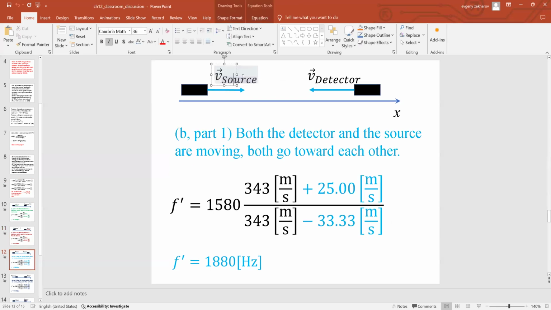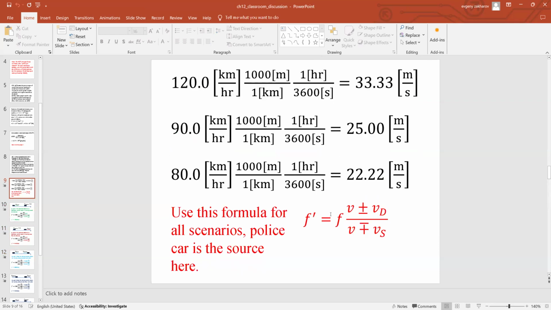And this is the source. This is the cop going one way. And the car, being the detector, is moving in the opposite direction. That's what's given. So here is our famous formula. The original signal is still what? 1580. V is still 340 meters per second.